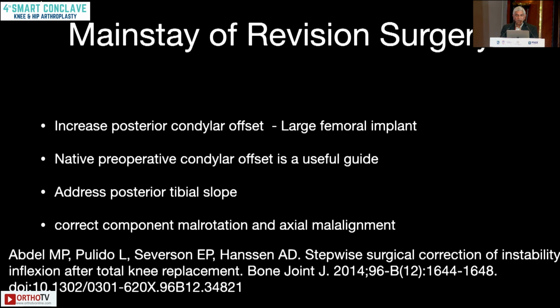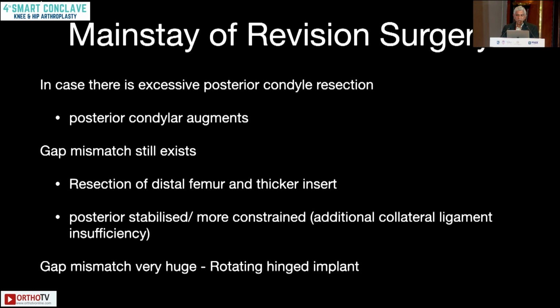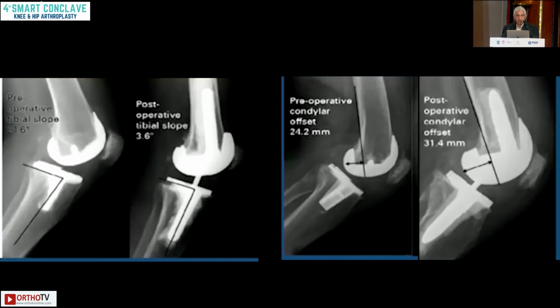Yes, okay. And revision surgery is indicated. And in the revision surgery, these are the points to be noted: you increase the posterior condylar offset, you decrease the posterior slope, and correct the component malrotation. If you are still not able to do it, if the gap mismatch still exists, then you have to resect more of the distal femur and put a thicker insert. But then don't do too much resection of the distal femur. And if there's still a huge gap mismatch, then a rotating hinged implant should be used. This is what has been shown, which I just discussed.